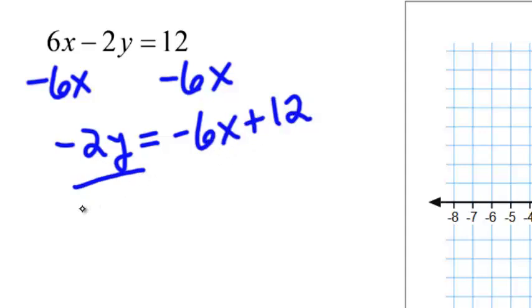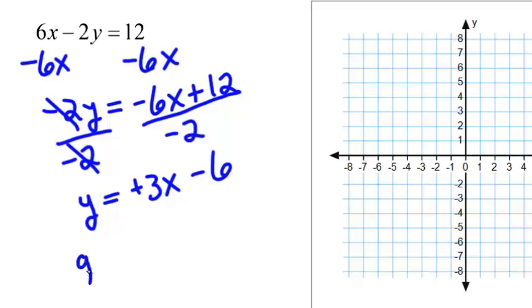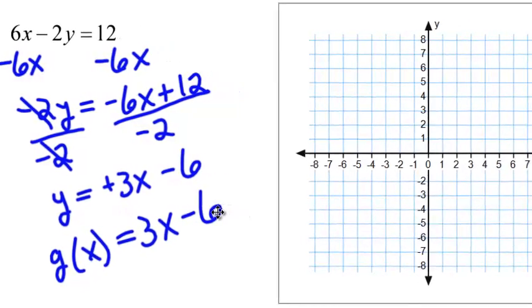And then I want to divide both sides by negative 2 so that I can get y by itself over here. Notice those divide out, and so I get y equals negative 6 divided by 2 is negative 3. Sorry, that's negative 2. So that's positive 3x. 12 divided by negative 2 is negative 6. Now to put it in function notation, I'm just going to change the y to, say, g of x. So now I can say function g equals 3x minus 6.